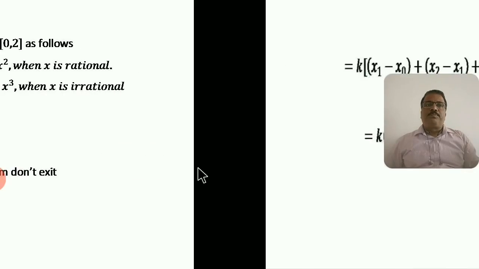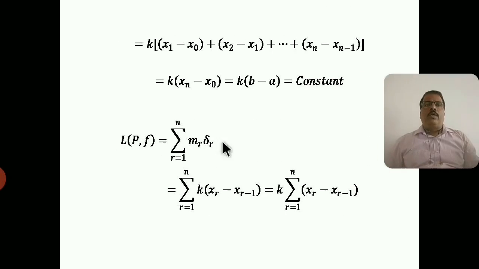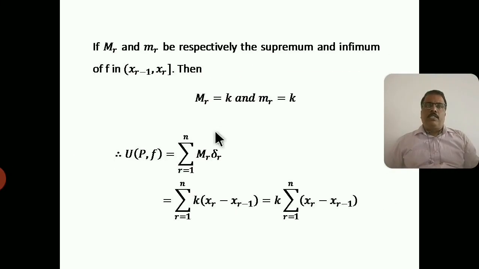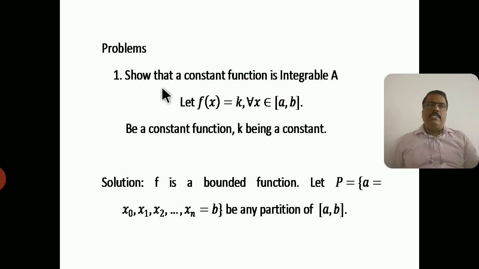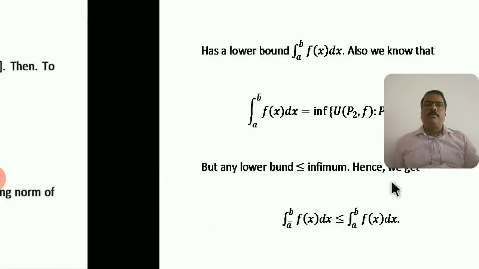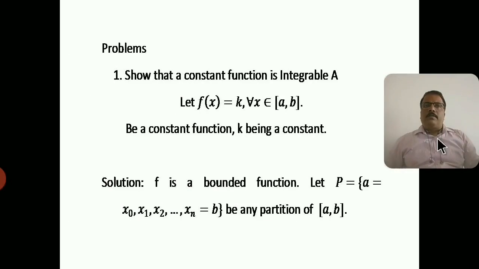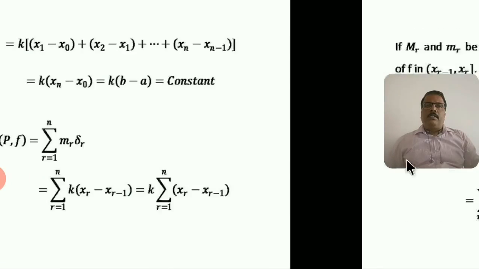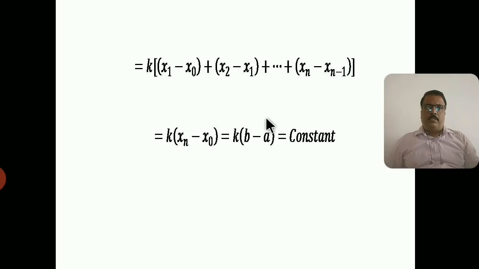So therefore both lower and upper sums are equal. Therefore the constant function is integrable. Both lower and upper sums, the Riemann integral, are equal. Therefore the constant function is said to be Riemann integrable, or simply integrable, right? This is all about the first problem.